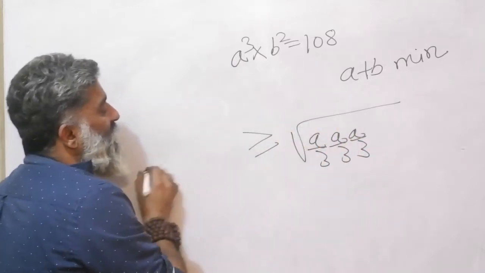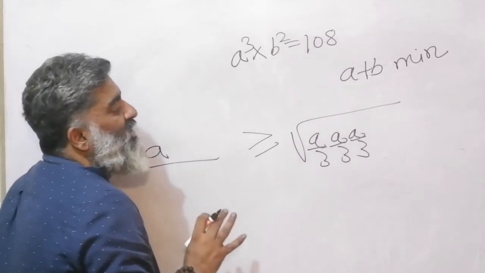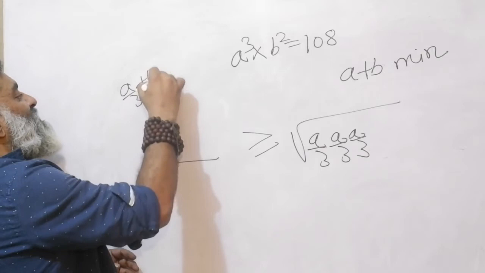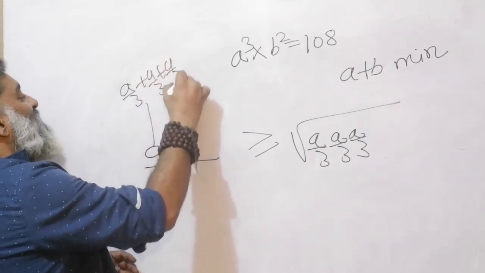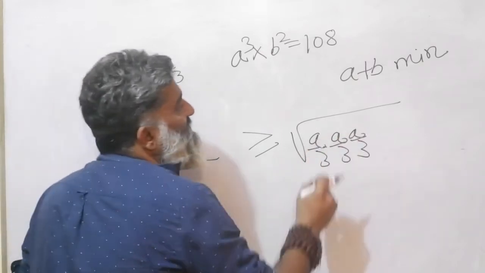And on the other side, if I add them up, I will just get a simple A. So I'm just writing an A on the other side. Just to be clear, it is A by 3 plus A by 3 plus A by 3. So there are 3 terms, but I'm just writing the A here. The term count is visible here.